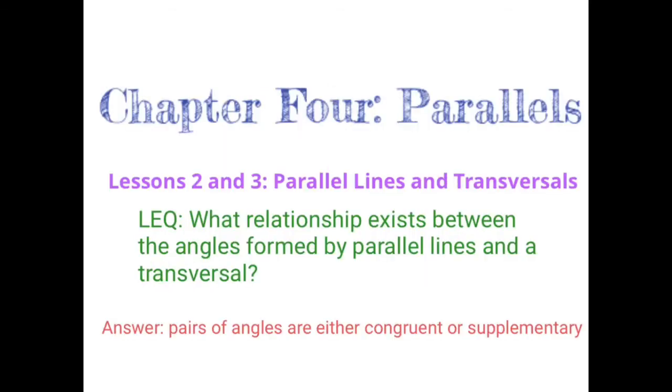So this concludes our lessons 2 and 3 about parallel lines and transversals. So the relationships that exist between parallel lines and a transversal are that pairs of angles are either congruent or supplementary, depending on where they are located.